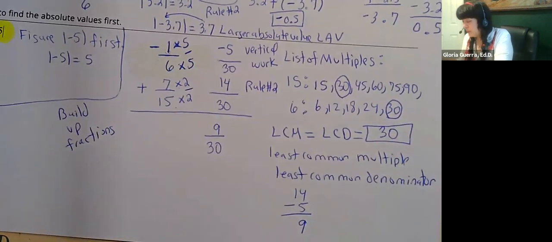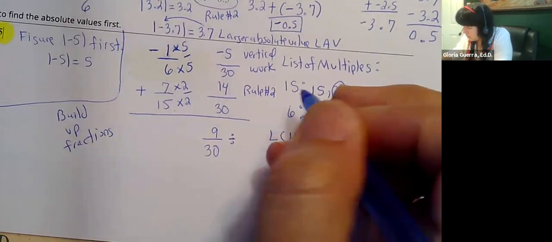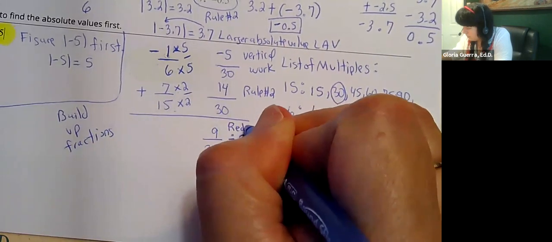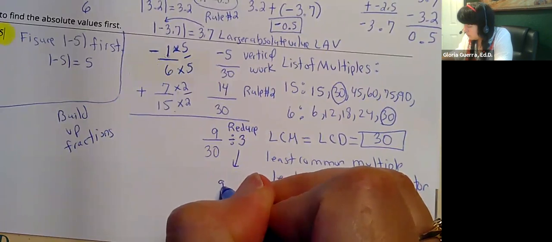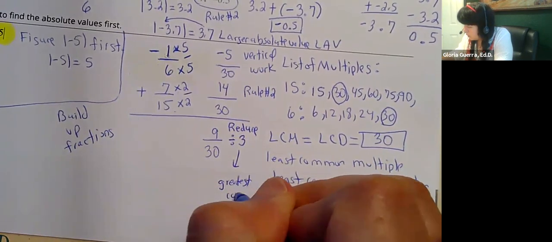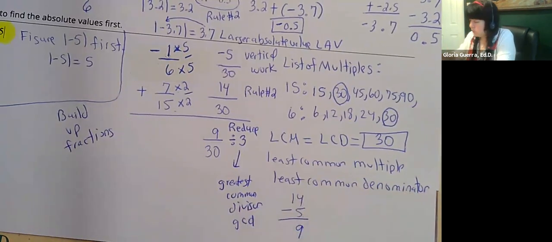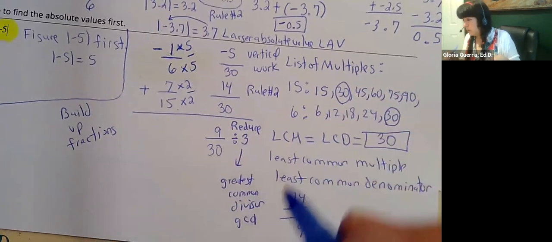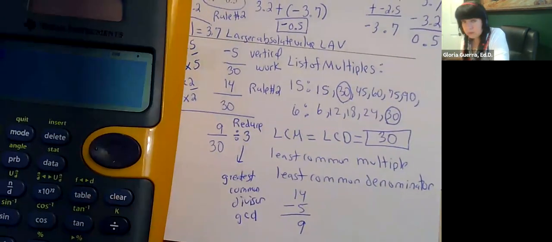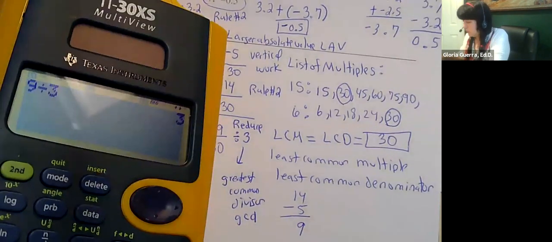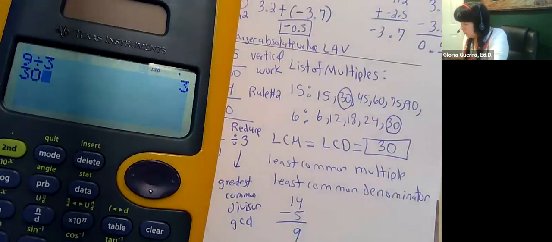Okay. And then it just so happens that that can be reduced. And when you reduce, you communicate to your teacher what you're going to reduce by. We're going to reduce this by 3. This 3 is called a greatest common divisor, GCD. You can reduce the top and the bottom by 3 without getting a decimal, okay? So if I show you that, 9 divided by 3, see, no decimals, is 3. And 30 divided by 3 is 10.